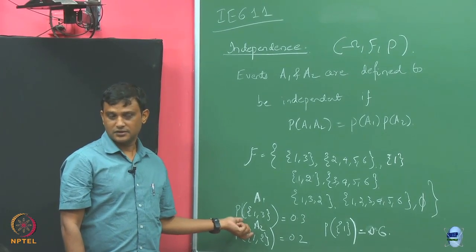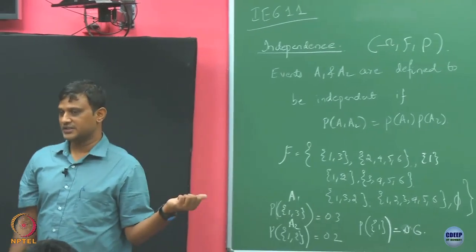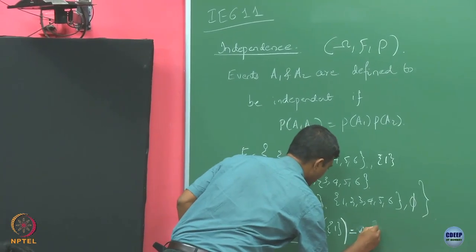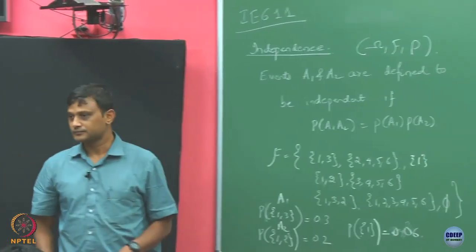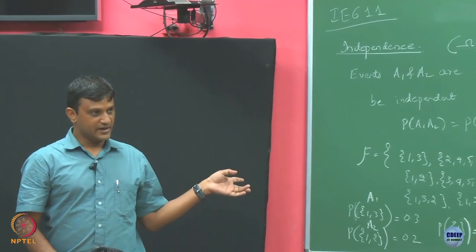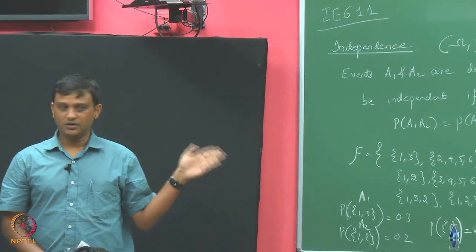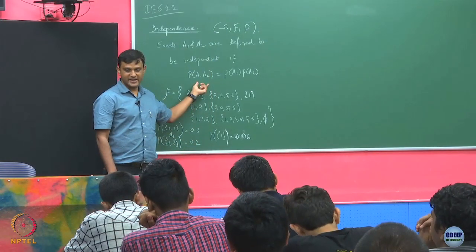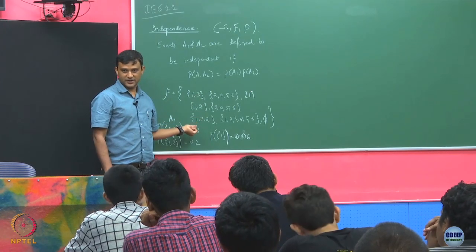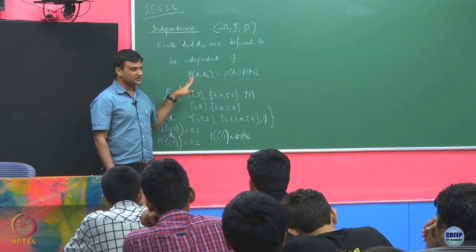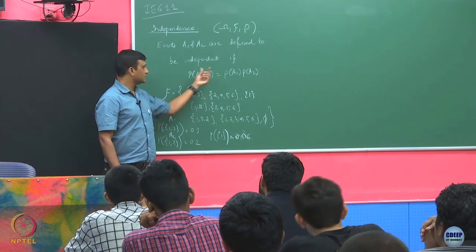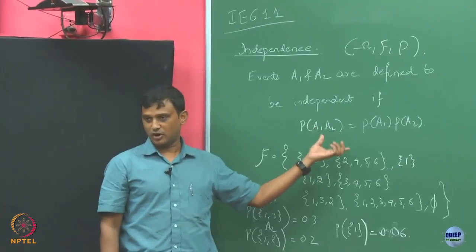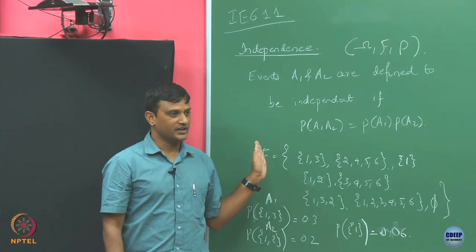No, right? So, are you going to say A1 and A2 are independent? Suppose I redefine this to be 0.06, then they are independent under this probability. So, as you see, it has nothing to do with any commonality of the terms that are occurring in these two events. According to this definition, as long as the probability of this joint event splits as the product of the probability of the individual events, we are just going to call that independent.